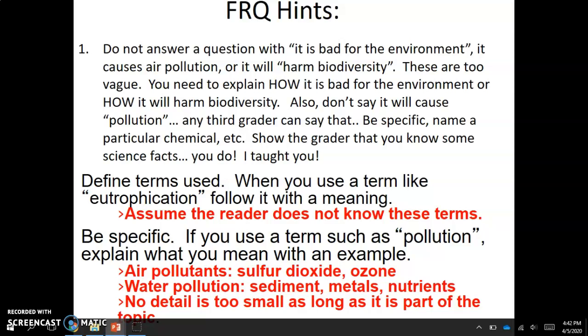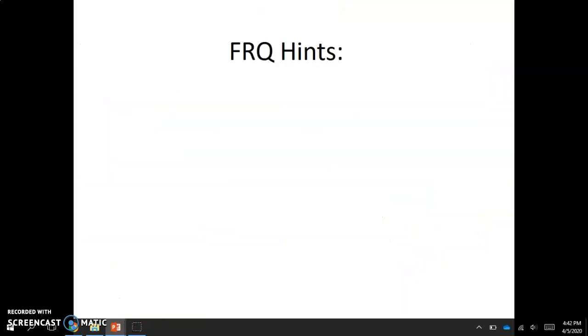And again, be specific. So when we talk about air pollutants, sulfur dioxide, ozone, etc., sediments, metals, nutrients, if you know that the detail is correct, include it, okay? Be specific.